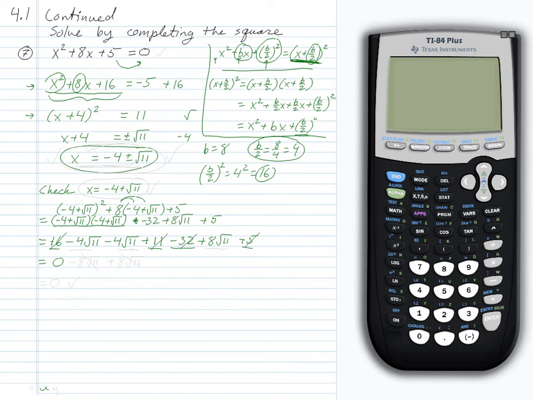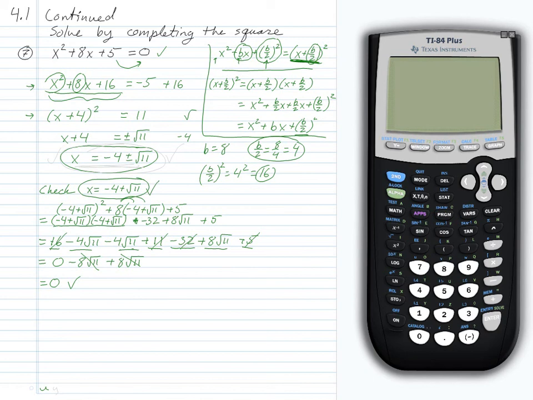And then I have negative 4 root 11, minus 4 more root 11, so negative 8 root 11, plus 8 root 11. So those cancel with each other, and it turns out I just have 0. And that is exactly what we were supposed to get. So x equals negative 4 root 11 checks out.